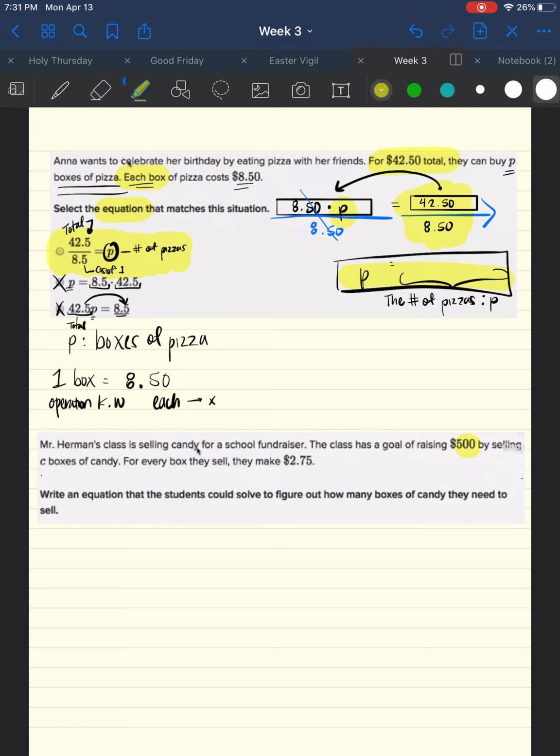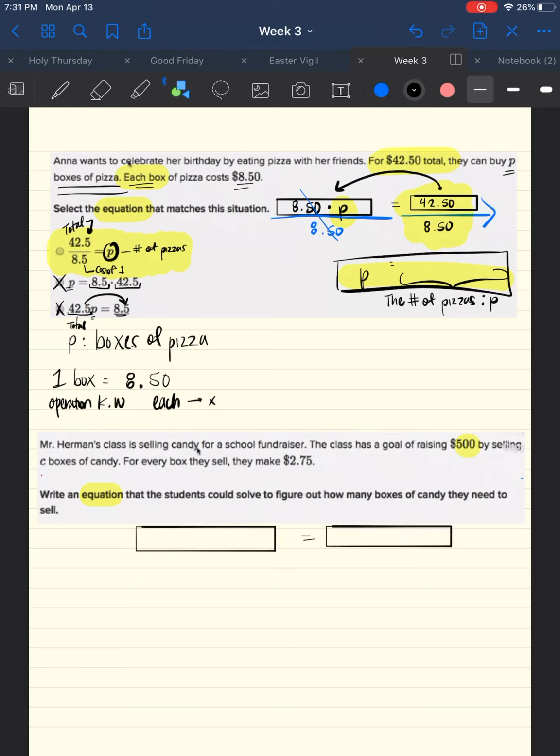First of all, they're asking me for an equation. I'm going to build my equation structure. Got the left side equal to the right side. I know that the right side has my total. So then I ask myself, is there a total? Even though it doesn't say specifically the total is this, it's telling you that their goal is to raise $500. So if their goal is this much, then this is their total. So I'm going to go ahead and insert that into my total section, just right there.